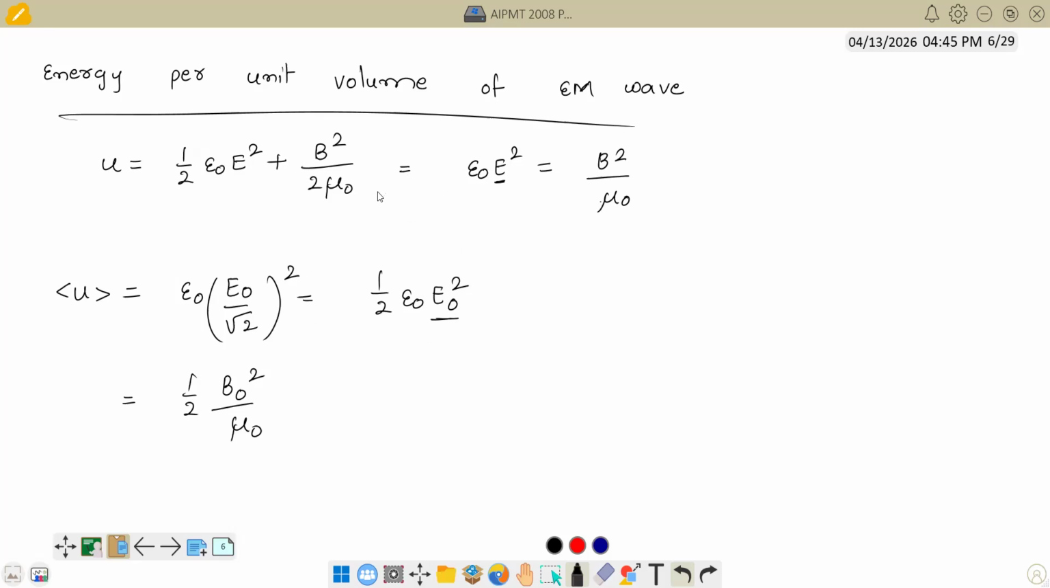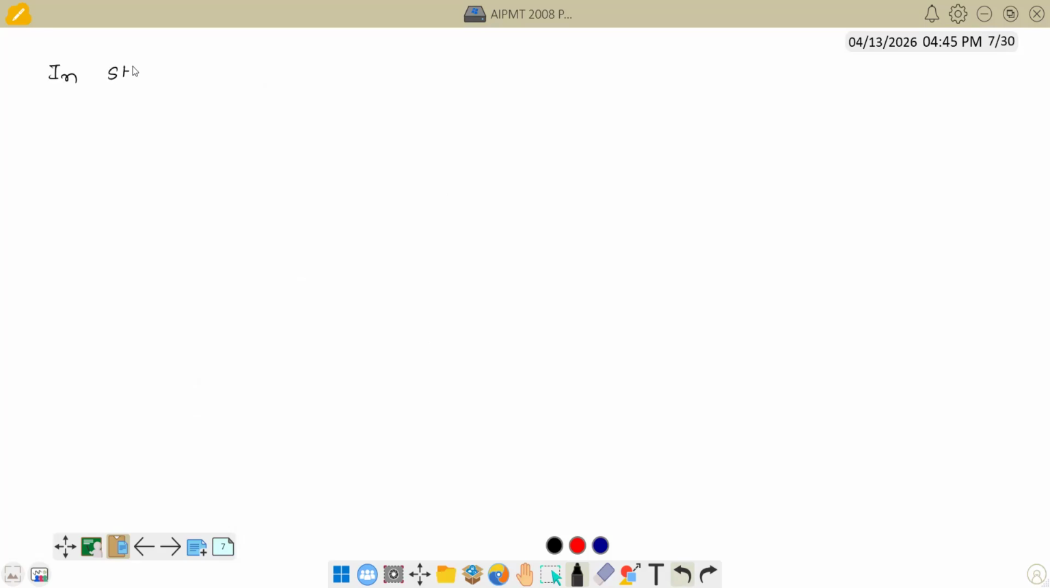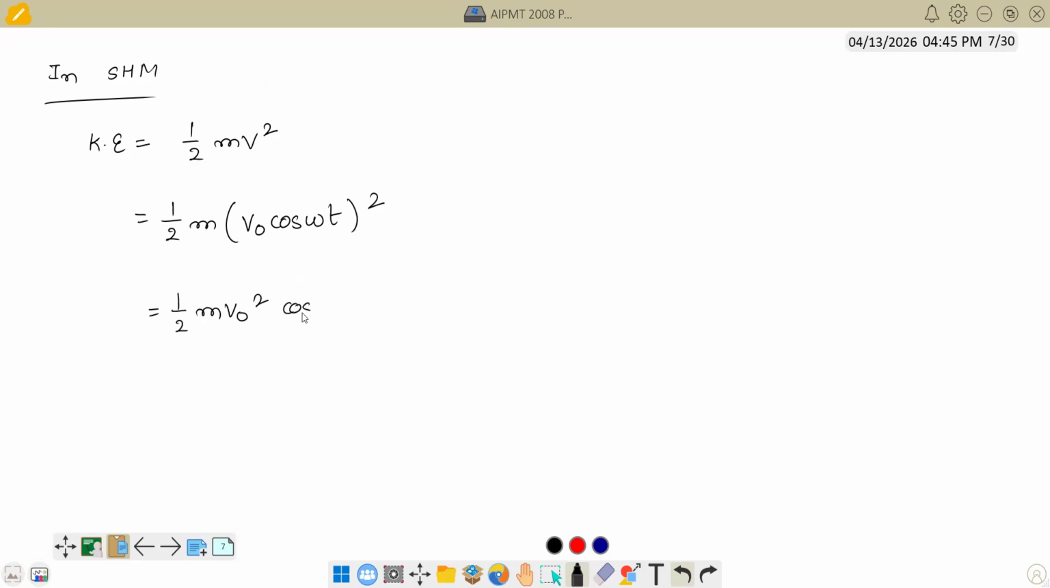We get the exact similar concept in simple harmonic motion also. In SHM, the formula for kinetic energy is half mv square, but V itself is proportional to cos omega t. So I can write V naught into cos omega t whole square. So you'll get half m V naught square cos square omega t. If you want average kinetic energy for this, the average kinetic energy would be half m V naught by root 2 whole square. So technically the average kinetic energy is actually 1 by 4 m V naught square.